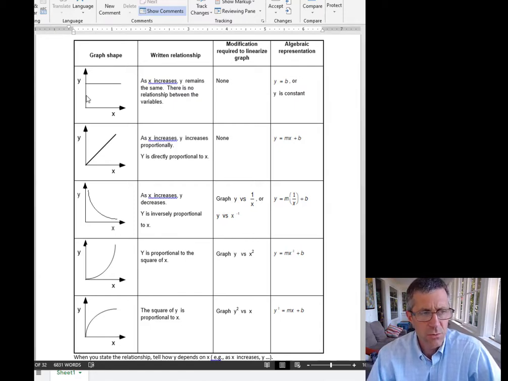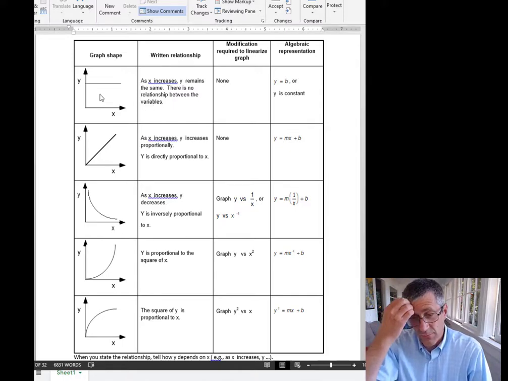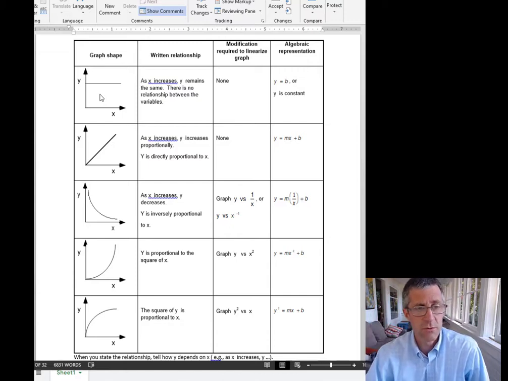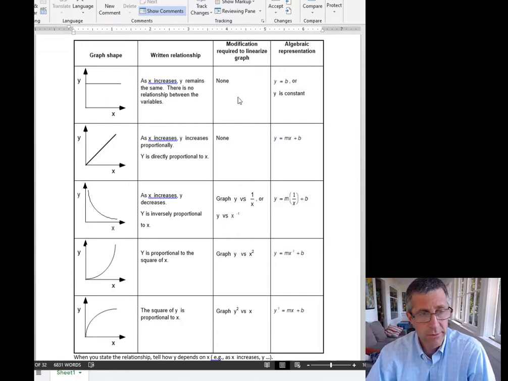So the first one: if there is no relationship, if it doesn't matter what x is, y is always going to be the same, then you'll get a flat line, a graph which has no slope to it, so it has a slope of 0. So this means y and x don't have a relationship, and mathematically, it means that y is always constant.